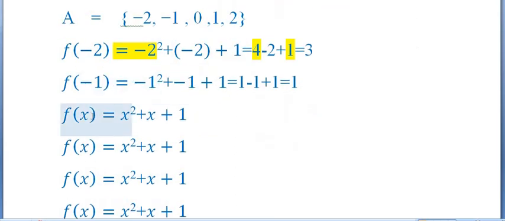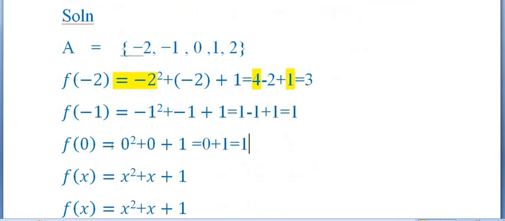Now the next value, 0. So we are going to put it here 0. So 0 squared, we know the value of 0 squared, and instead of x we have to put 0. So that is equal to 0 squared, we know the answer, 0, plus 0 plus 1. So plus 1. The next one is 1. So you have to put it now 1, the value of 1.